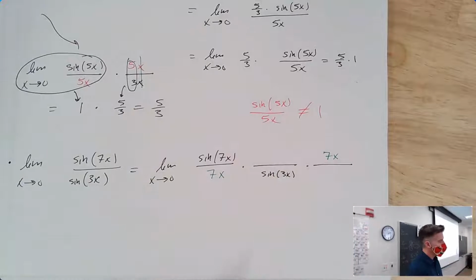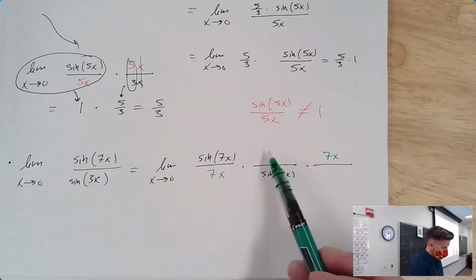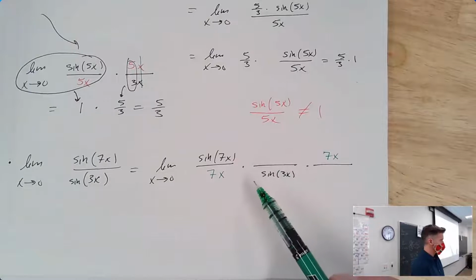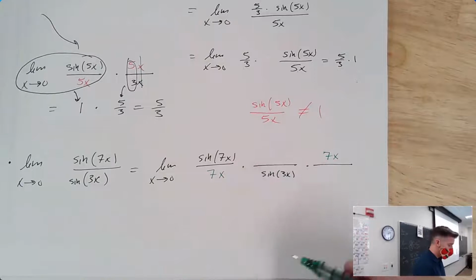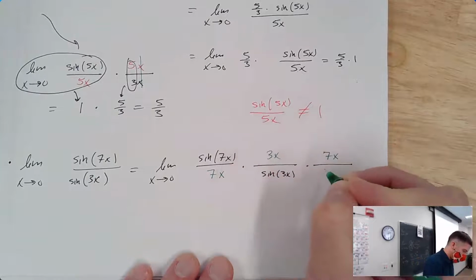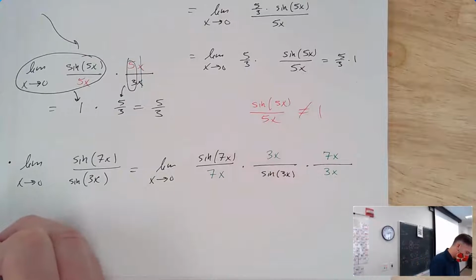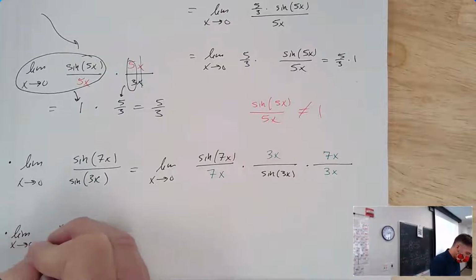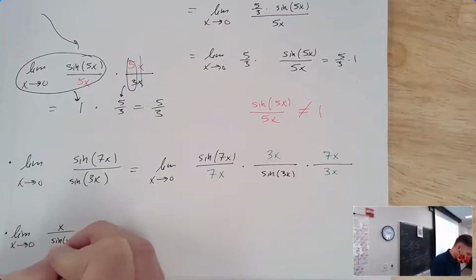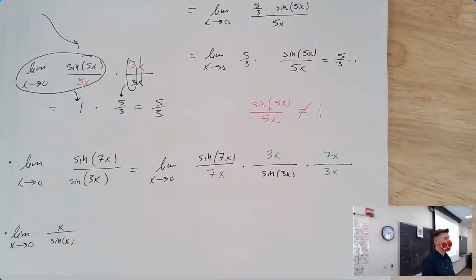All right, so here's a slightly harder question because we haven't really talked about it. What do I wish was above my sine of 3x? 3x. Now, why? Well, it is also true that the limit as x goes to 0 of x over sine of x is also 1. Let me show you why.